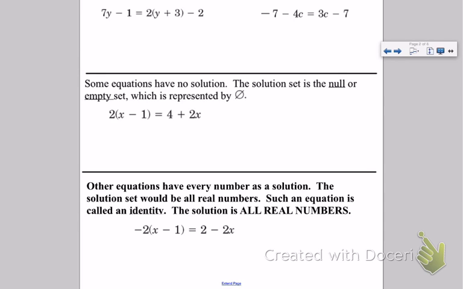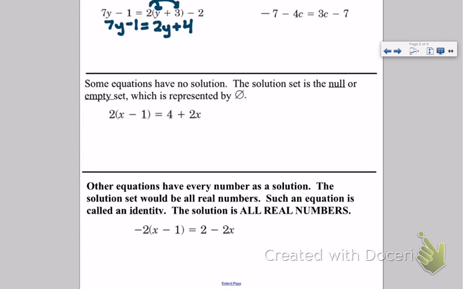I see parentheses, so the first thing that I want to do is get rid of them by using the distributive property. So my left side is going to stay the same for now. 2 times y is 2y, 3 times 2 is positive 6, minus 2. So before I even do anything, I want to combine like terms on the same side. So I have a positive 6 and a negative 2. I'm going to combine those. 6 minus 2 is positive 4. And in order to save room, I'm just going to change that to a positive 4 right here.